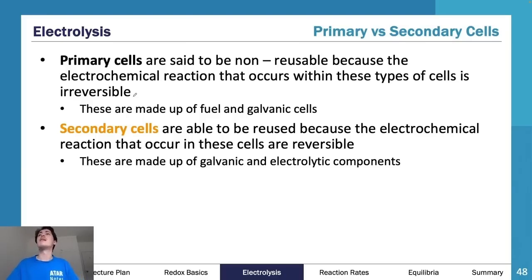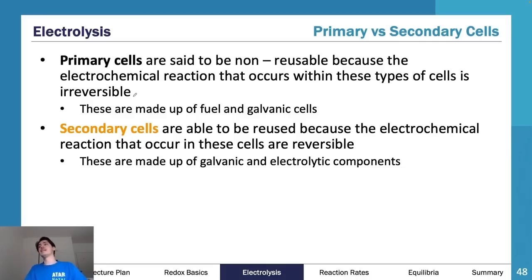If I talk about primary cells, and I talk about secondary cells, what am I talking about? Well, primary cells are essentially non-reusable cells, and these are essentially fuel cells and singular galvanic cells. Now, primary cells have irreversible reactions. You cannot turn them back. You cannot take what was produced and form it back into a fuel or whatever it was that was the reactants initially.